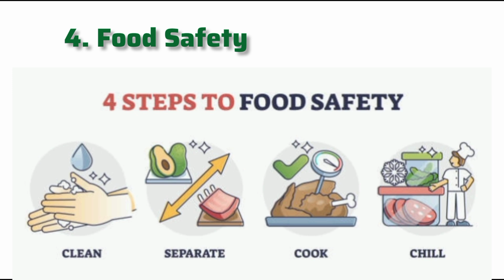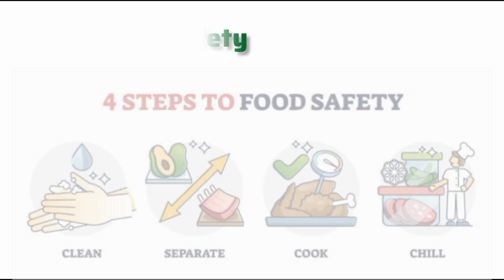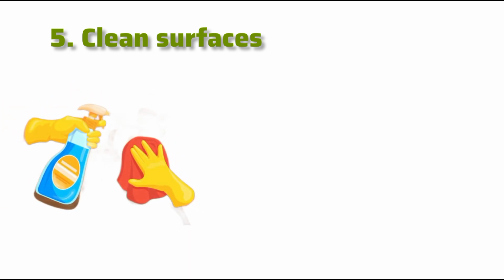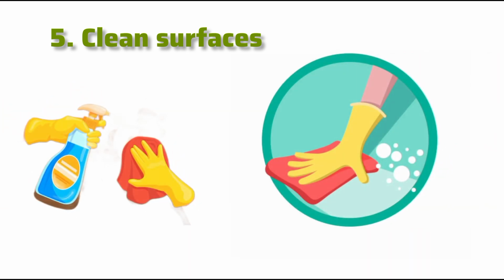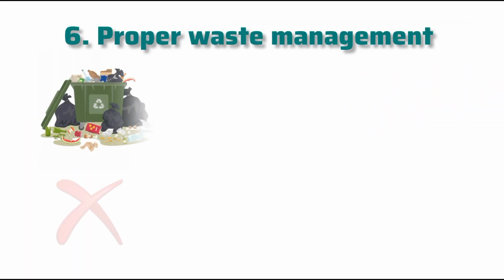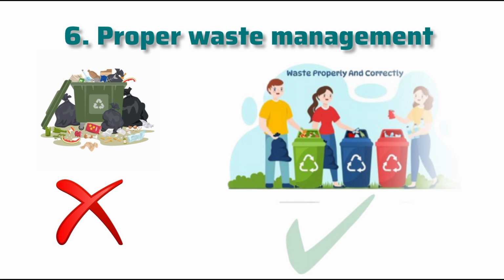Good hygiene. Wash your hands with soap and clean water after using the toilet, before eating and before preparing food. Food safety. Wash, cook, and store food properly to keep it free from germs. Clean surfaces. Keep dishes, utensils, and surfaces clean, and disinfect surfaces to stop germs from spreading. And lastly, proper waste management. Dispose of waste properly to reduce environmental contamination.